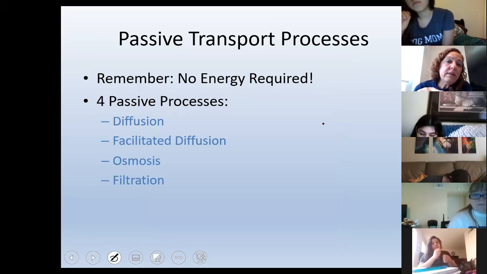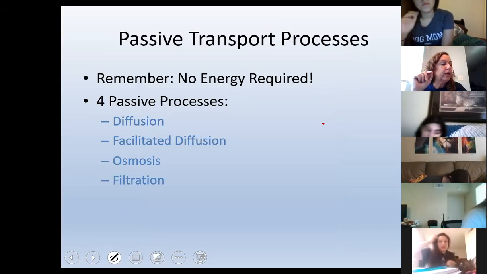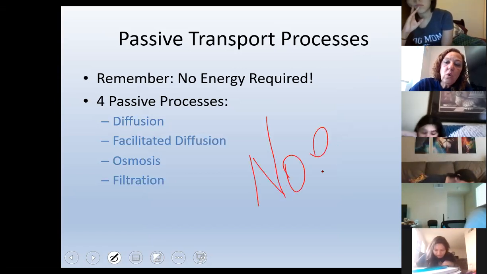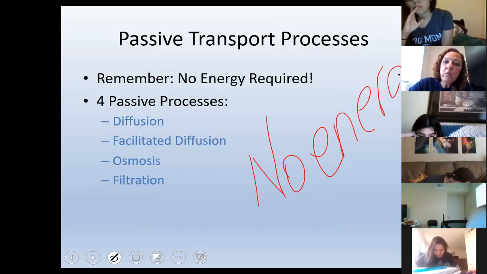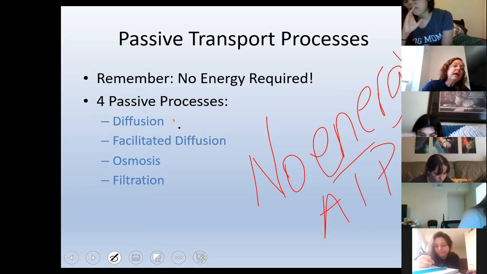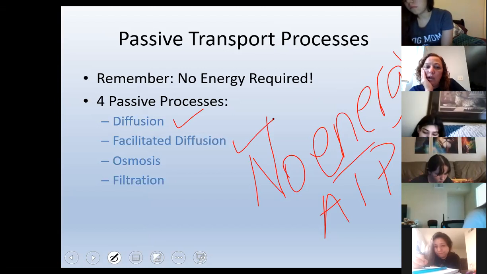All right, so we're going to talk about some passive transport options. Passive meaning no energy needed. We do not need any ATP in order to do this movement. The four processes we'll discuss: diffusion, facilitated diffusion. That's a neat word. To facilitate means to help out. I am facilitating you in learning this information. I am helping you. I am assisting you.